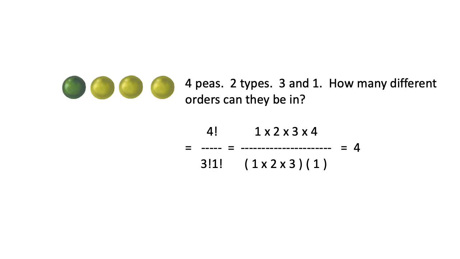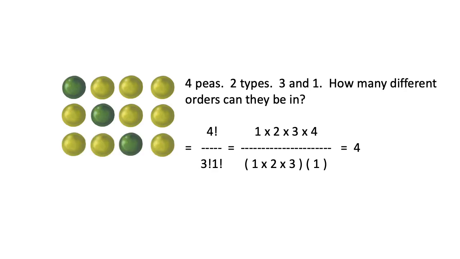Let's show this visually. We have 4 peas. In this case, 1 of them is green, 3 of them are yellow. Well, in our first possible outcome, the first pea is green. In our second possible outcome, the second pea is green. But the other 3 are all yellow. I hope you see where this is going already. Our third possible outcome is that the third pea is green. All the other peas are still yellow. And our fourth and final outcome is that the green pea is the fourth pea. So there are only 4 combinations you can have of 3 yellow and 1 green pea. And that's what this fraction of factorials is telling us.